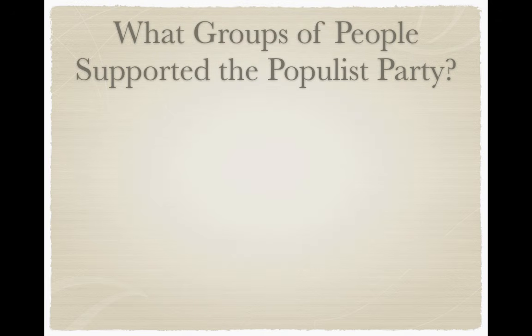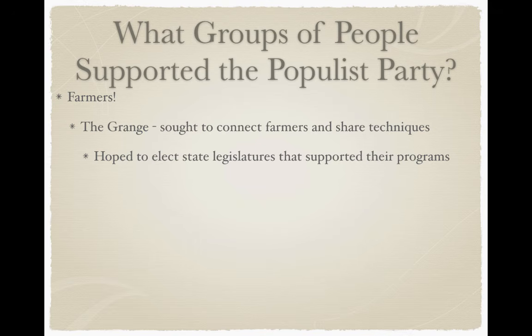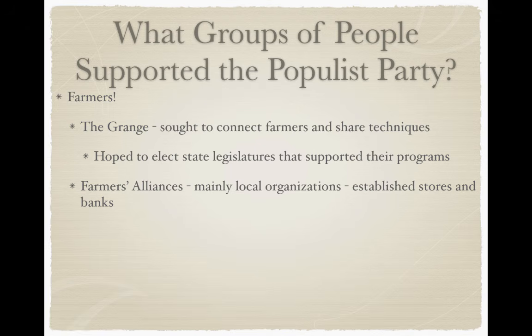All right, so what groups of people supported the Populist Party? Well, as we mentioned before, it's farmers. It's predominantly an agrarian movement. Groups like the Grange, which were groups that sought to connect farmers and share techniques, and also hoped to elect state legislatures that supported their programs. You also have Farmers Alliances, a group that consisted of mainly local organizations. They established stores and banks to help farmers out.